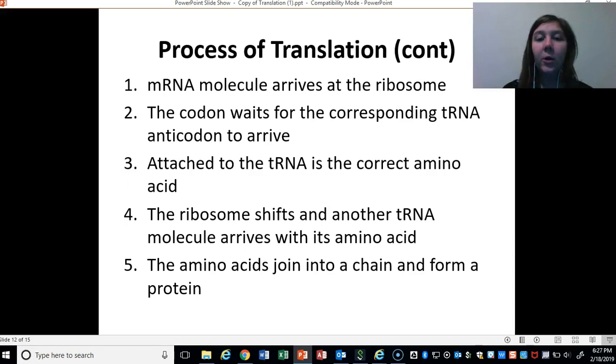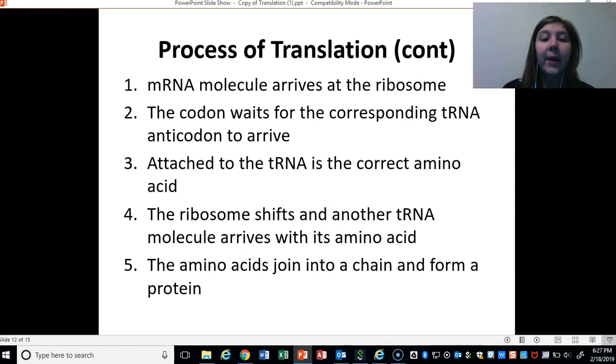Step 2, the codon waits for the corresponding tRNA anticodon to arrive. So again, we're looking for that accurate base pairing between a certain tRNA and the codon so that that amino acid that's correct can be transferred to the chain. Step 3, attached to the tRNA is the correct amino acid. Once they base pair, we know that for sure.